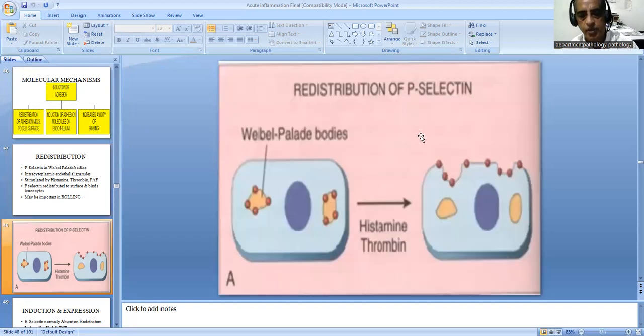See, this is a depiction. These are the Weibel-Palade bodies, and this is the P-selectin within the cytoplasm. This is the endothelial cell. Once there is stimulation by histamine and thrombin, they migrate from here and come to lie on the surface of the endothelial cell. Now, here they are capable of binding the leukocyte with the complementary molecules, which we already saw was mucin-like glycoprotein.